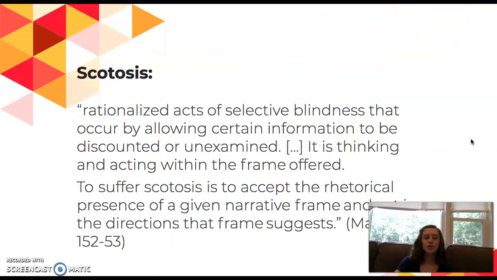All right, skeptosis, she defines as rationalized acts of selective blindness that occur by allowing certain information to be discounted or unexamined. It is thinking and acting within the frame offered. To suffer skeptosis is to accept the rhetorical presence of a given narrative frame and act in the directions that frame suggests. So basically, skeptosis is the opposite of integrative thinking. If integrative thinking is being open to complexity, skeptosis is being closed to it.